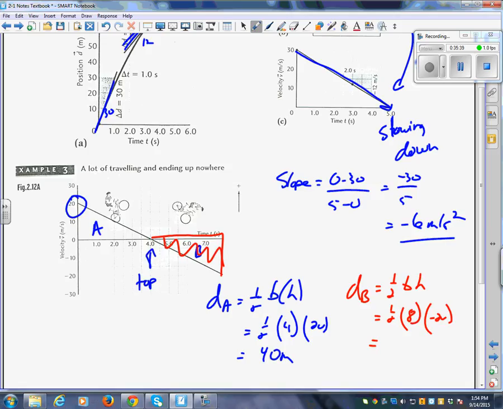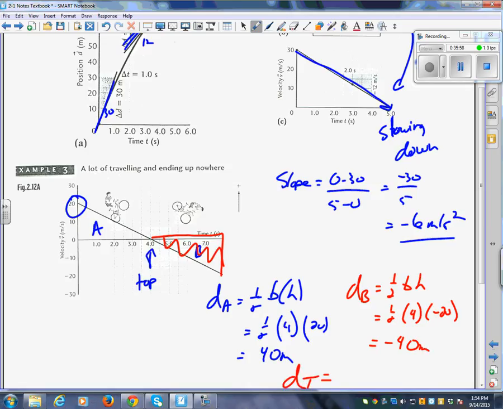The base is not 8. The base is from 4 to 8. Do you think that students might make that mistake? Yeah. So it's from 4 to 8. That's a total distance of 4. Height was -20. Again, 40, but this time it's negative.